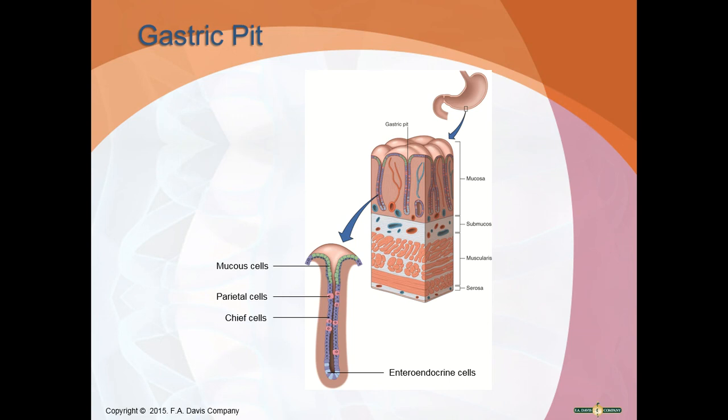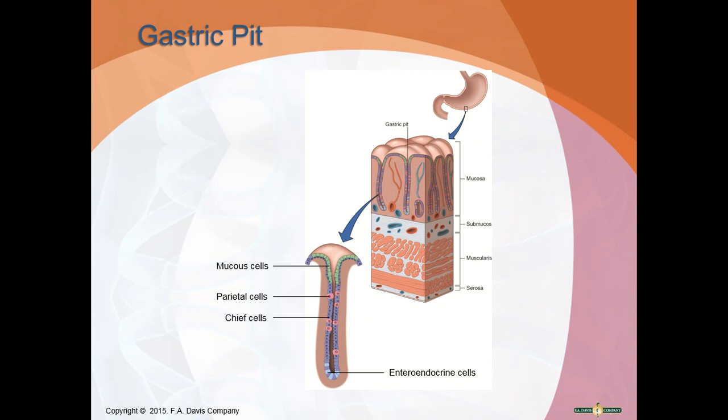So the gastric pit, let's back up a little bit to the gastric mucosa. In the gastric mucosa, there are depressions called gastric pits. Several different glands called gastric glands open into the bottom of each gastric pit. These glands secrete the various components of gastric juice.